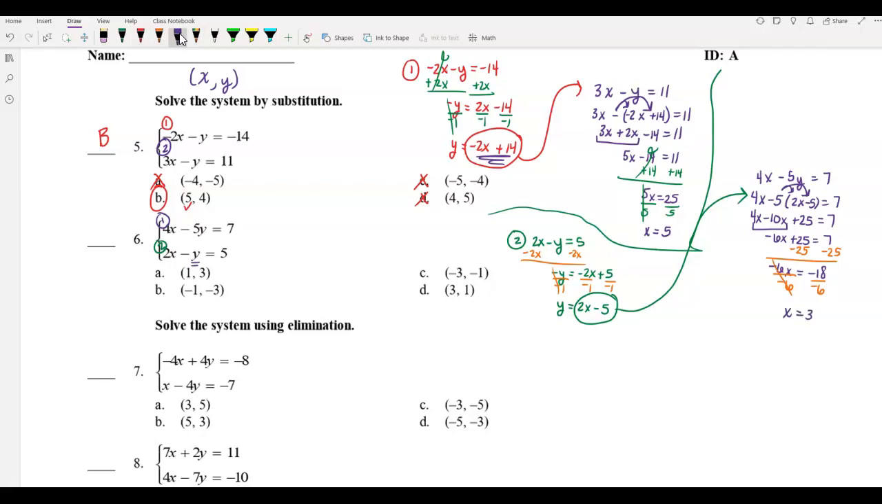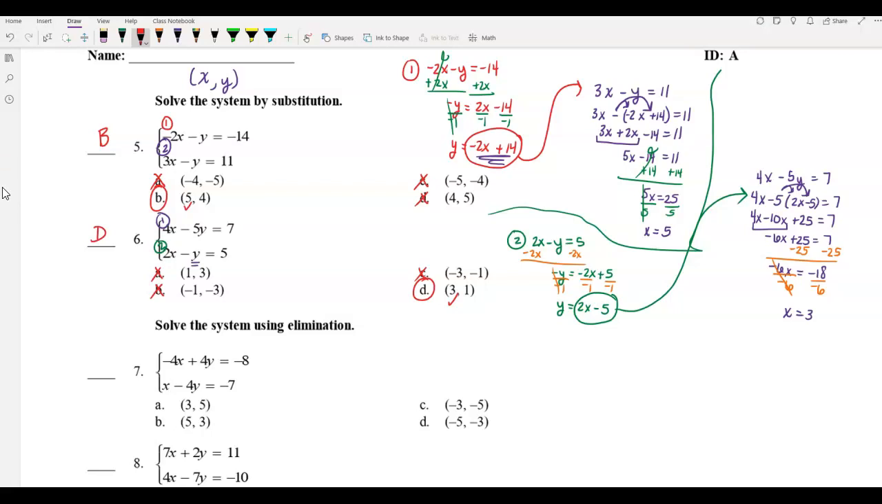Now let's go through process of elimination. Ordered pairs, x comes first. Here in option A, x equals 1. Not going to work. Option B, x equals -1. Not going to work. Option C, x equals -3. Not going to work. Option D, x equals 3. So that is our answer.